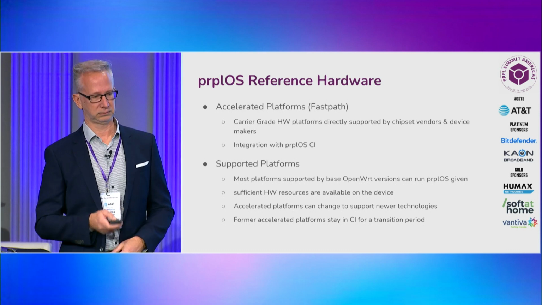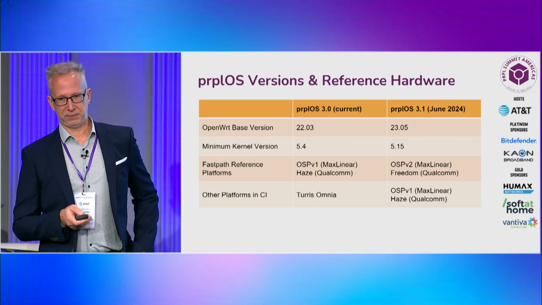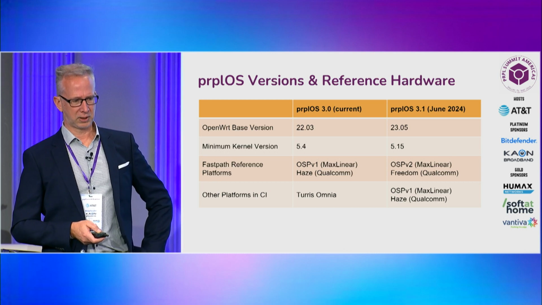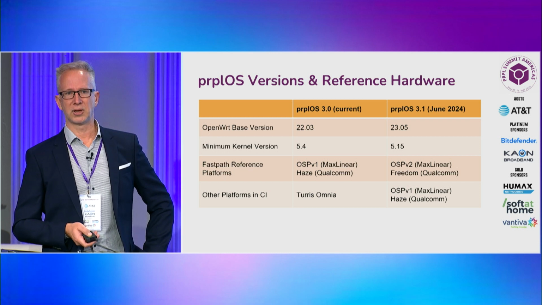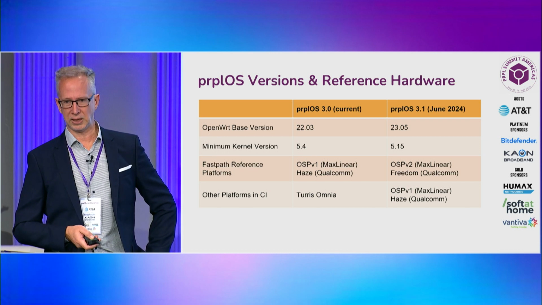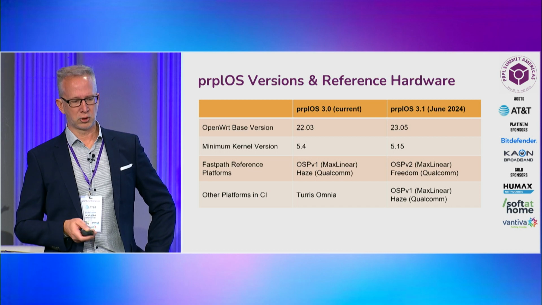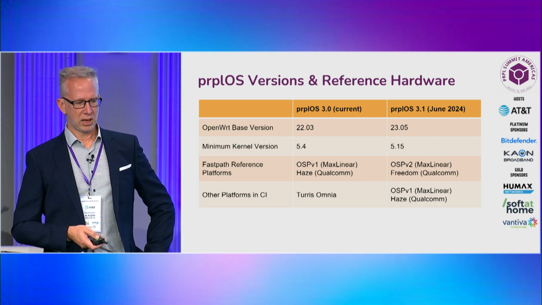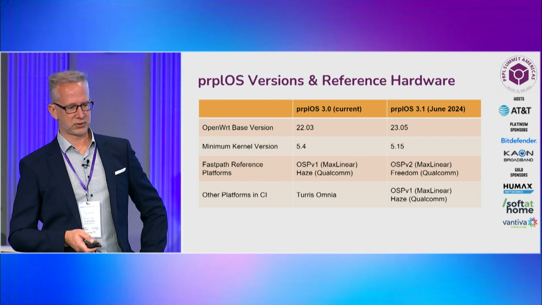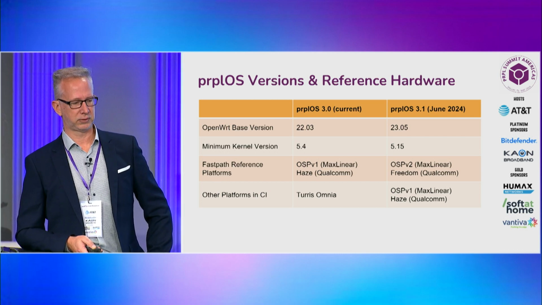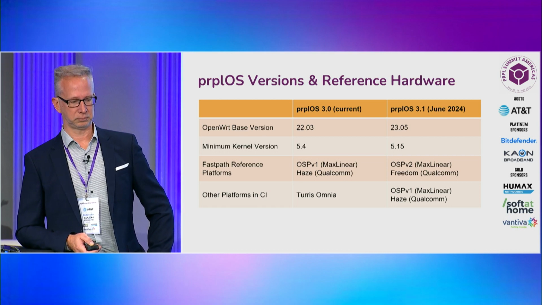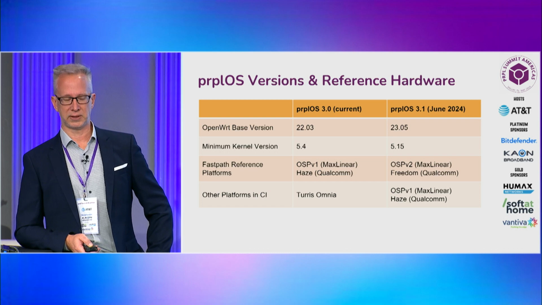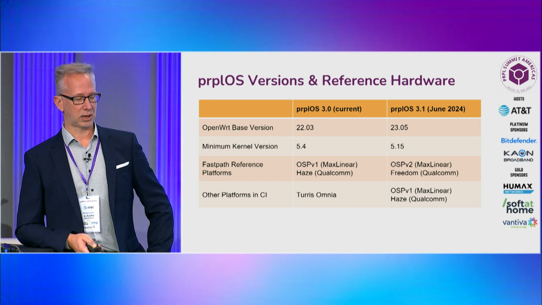This is specifically important right now because currently we are on prpl 3.0, which is using OpenWRT 22.3 as a base with a minimum kernel requirement of 5.4. And here the FastPass platforms are MaxLinear's Open Services Platform version 2 and the Haze platform based on Qualcomm. Both platforms use Wi-Fi 6. And you know, Wi-Fi 7 is already there, and we have to move.